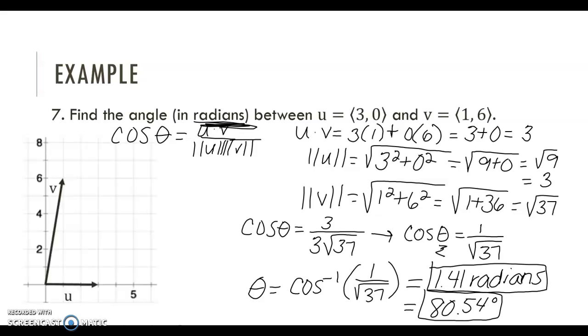So here's your picture, here's your vector u and your vector v. You found this angle formed in between them. So that angle would be 1.41 radians or 80.54 degrees, which is about what it looks like there. Okay, so just be aware what mode you need to be in when you're calculating this.